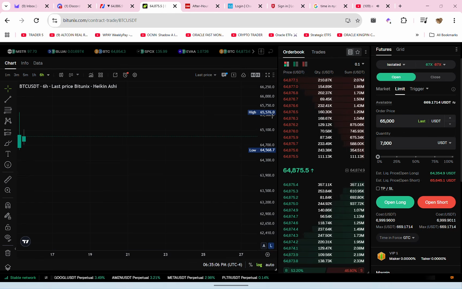65.5. And you want to short under 65? Think. The bottom of the range is 64,568. You're at 64,877. You can't short here. Let's see how that looks on a classic chart.